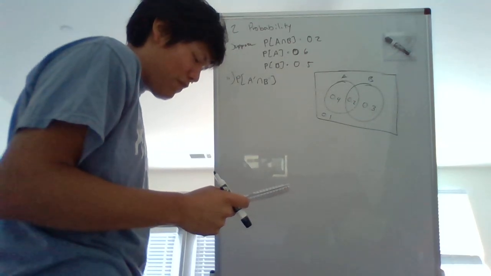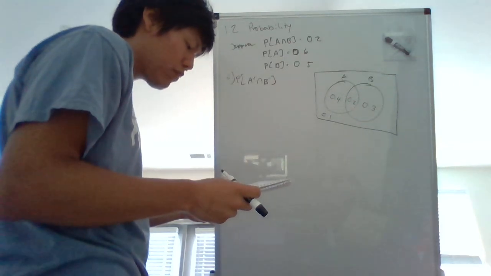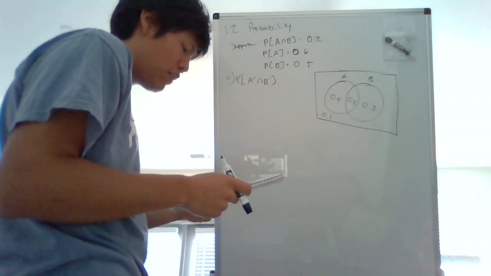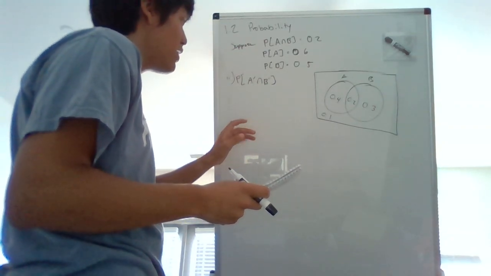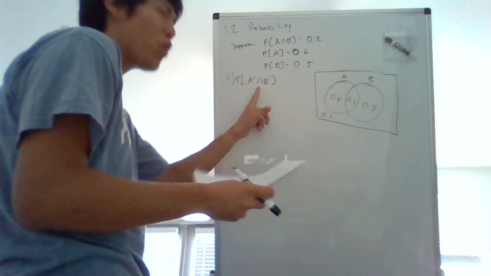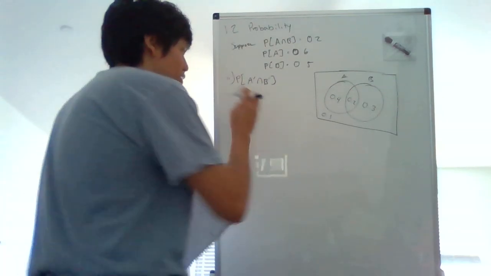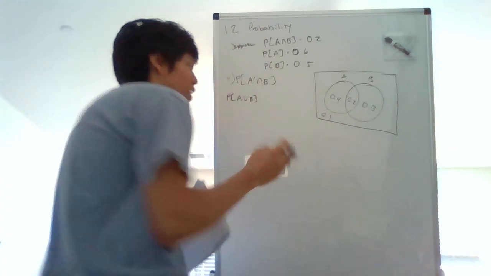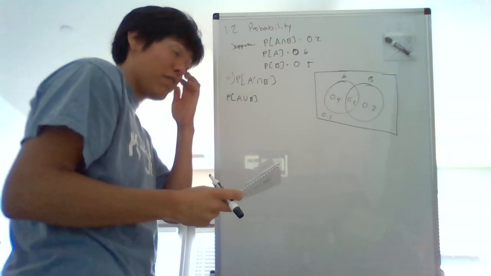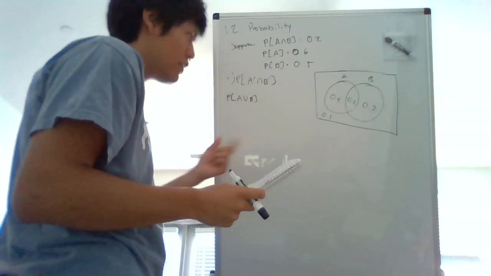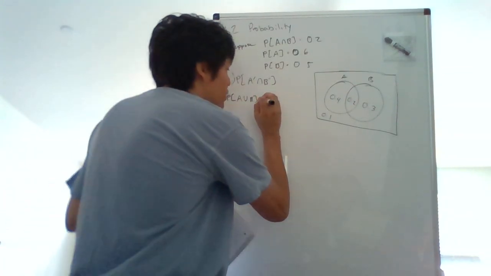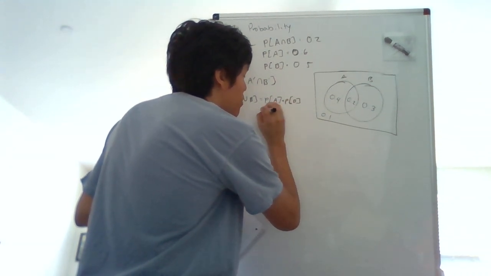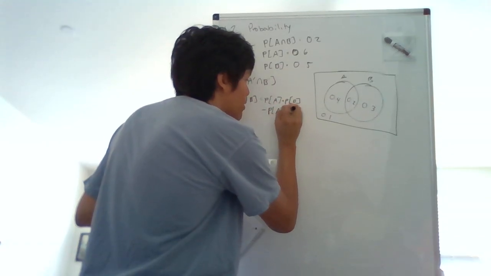Okay, so to find it using the rules, what we can do first is find the total opposite of this, right? So we will find the probability of A union B. And if you guys remember from the last video, this is equal to the probability of A plus the probability of B minus the probability of A intersect B.